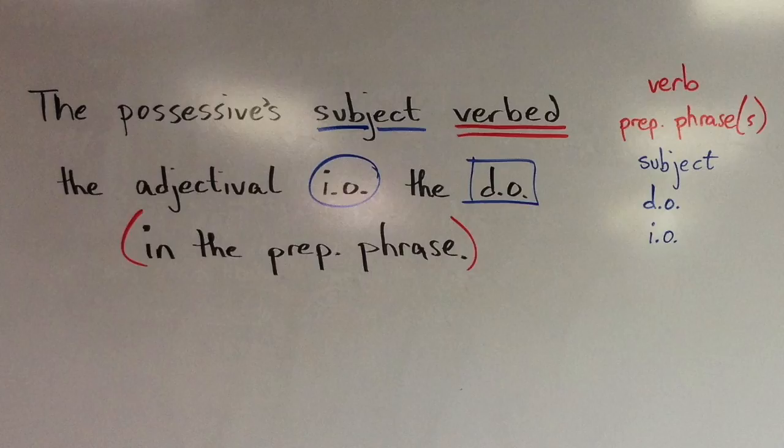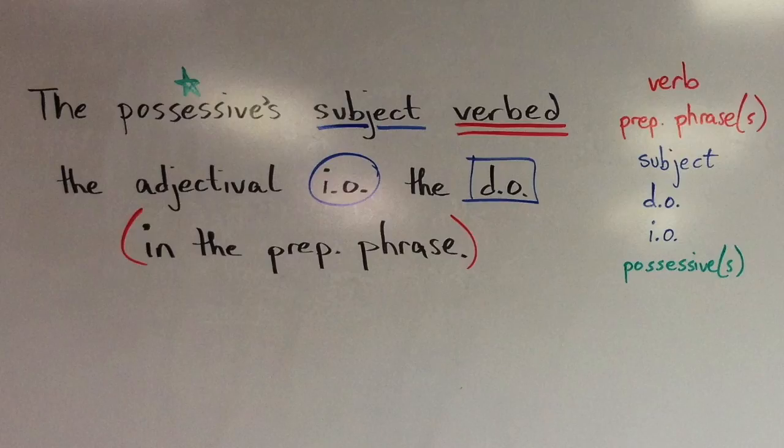Remember, there might not be any prep phrases, there might not be any subjects, there might not be any direct objects, and there might not be any indirect objects either, because the only thing that is essential to a Latin sentence is the verb, even though in English we require subjects.